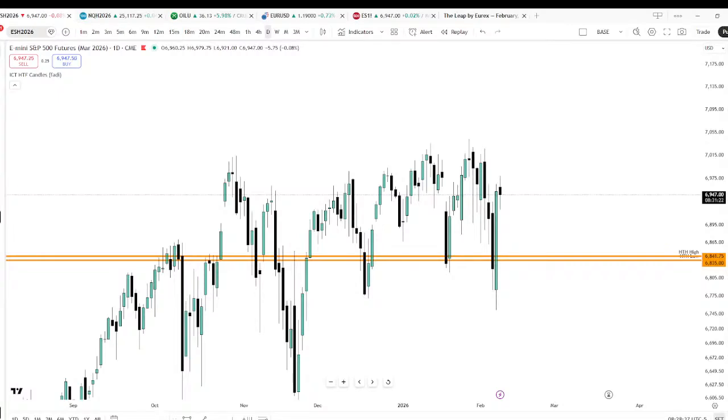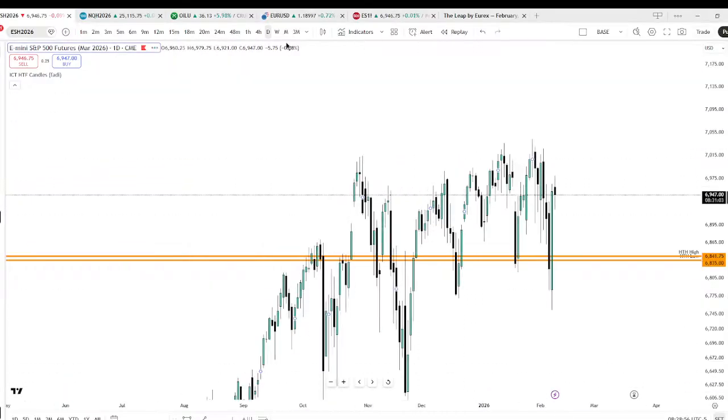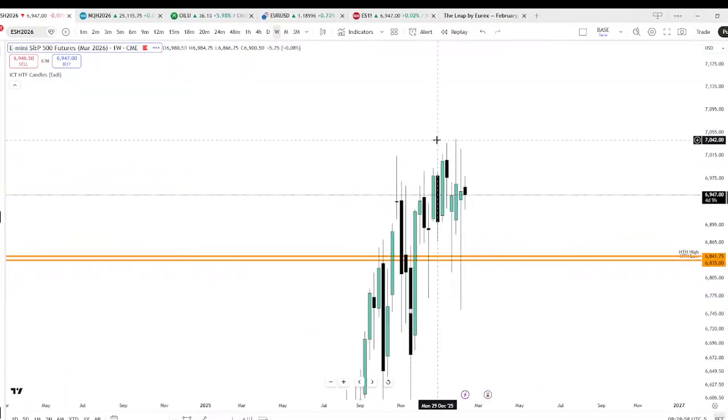Okay, today is February 9th, 2026, currently 8:28 a.m. So right now we are looking at the E-mini S&P March 2026 contract. We'll start at the weekly time frame.